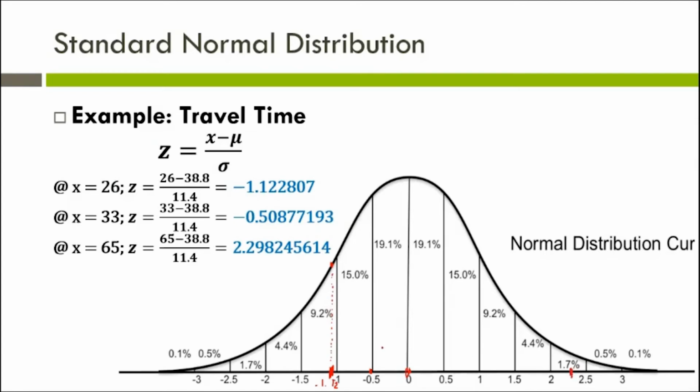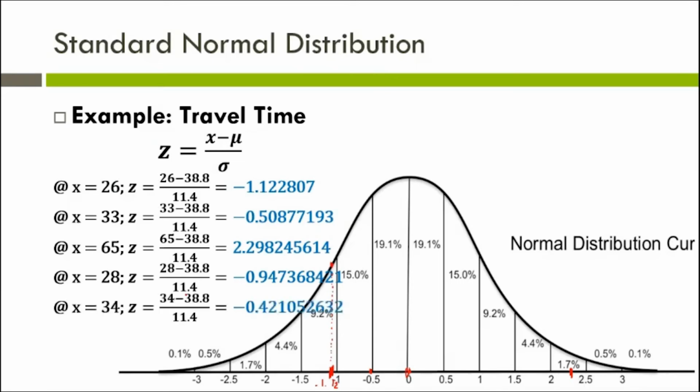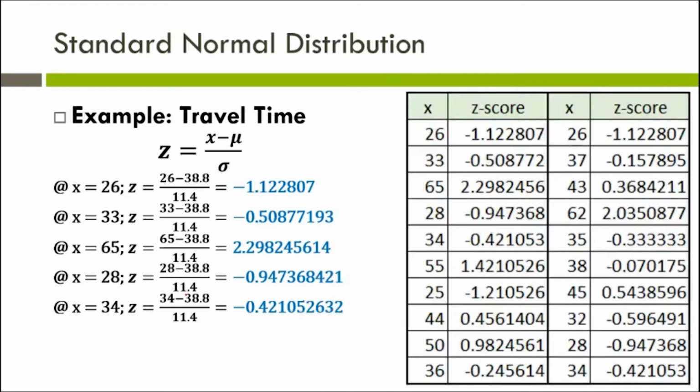So just continue converting them. So we'll have negative 9.47 for when x is equal to 28, negative 0.421 when x is equal to 34. So these are, after calculating, the equivalent z-scores of the values. Okay, there are 20 values there converted. So that's how we convert a value into its equivalent z-score.